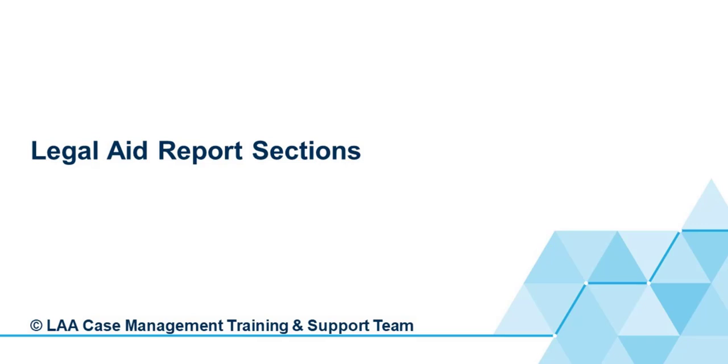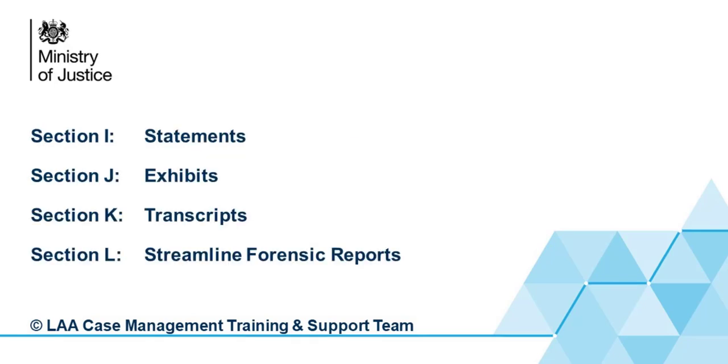When looking at the legal aid reports, the sections that can be included are Section I, Statements, Section J, Exhibits, Section K, Transcripts. Please note that we can't include edited transcripts. However, we will allow page count for the longest transcripts on the legal aid report. Section L, Streamline Forensic Reports.